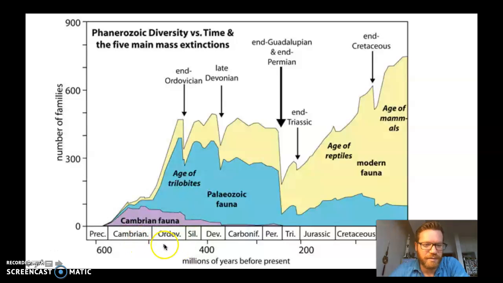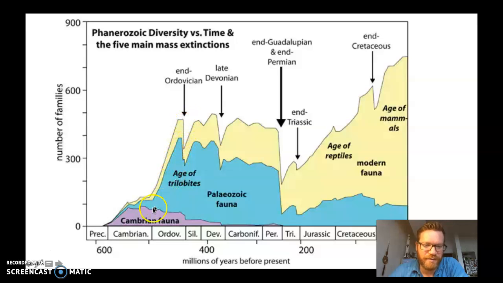So what we've got here is a graph that goes over loads of millions of years before the present, and then we've got loads of different types of ages. Ones that will stand out are things like the Jurassic and the Triassic and so on. But what we're looking at here, along this axis, is the number of families. So that's how many different species and things there are.